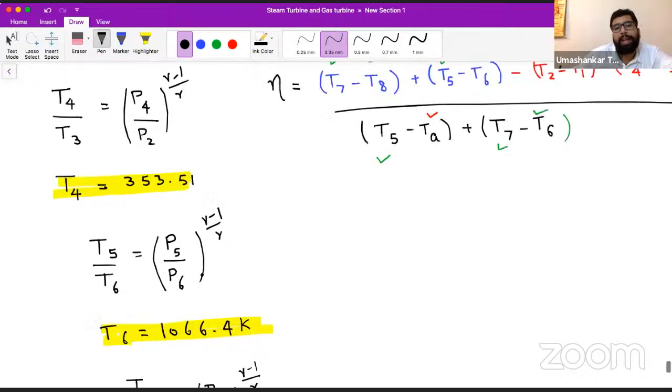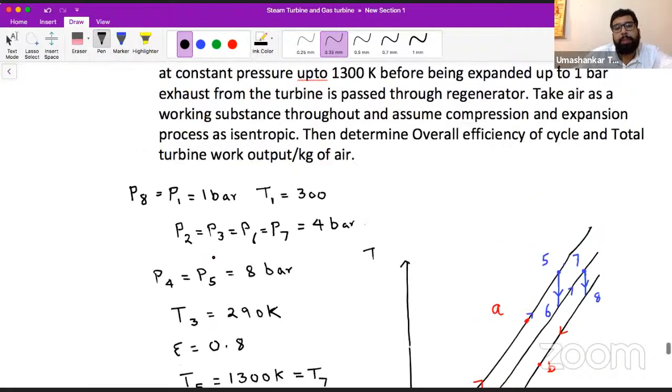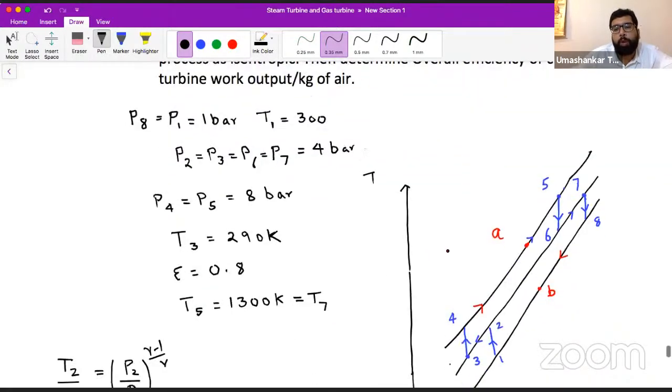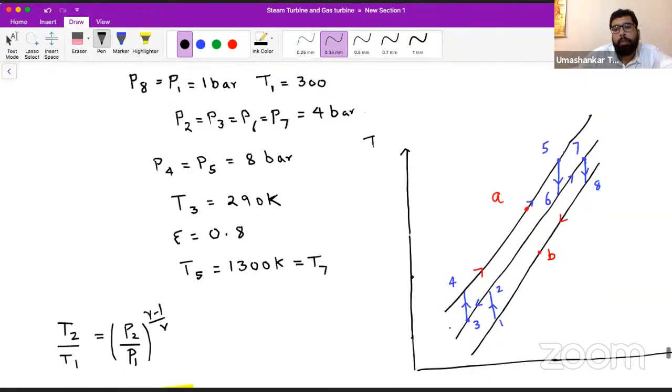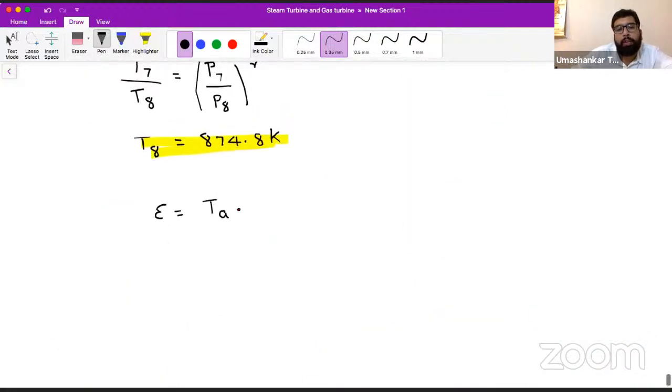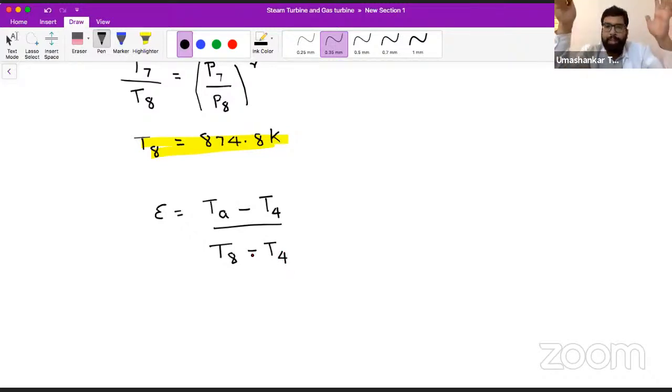So where to apply the effectiveness? Effectiveness between 4 to A and 8 to B. So how can we write it? TA minus T4 upon T8 minus T4. We have explained this in the previous session also about the regeneration. This is how we apply the effectiveness, between the air entering the combustion chamber and the air exiting from the turbine.